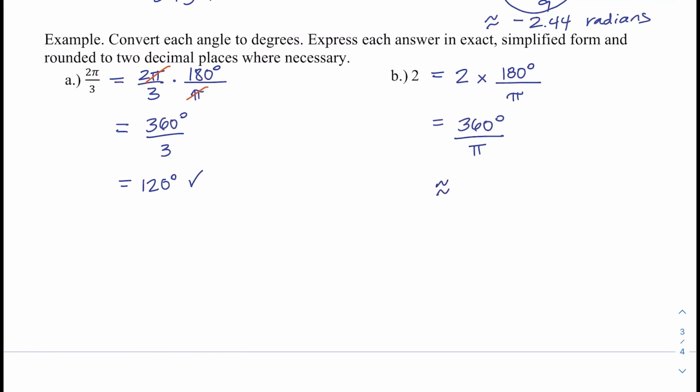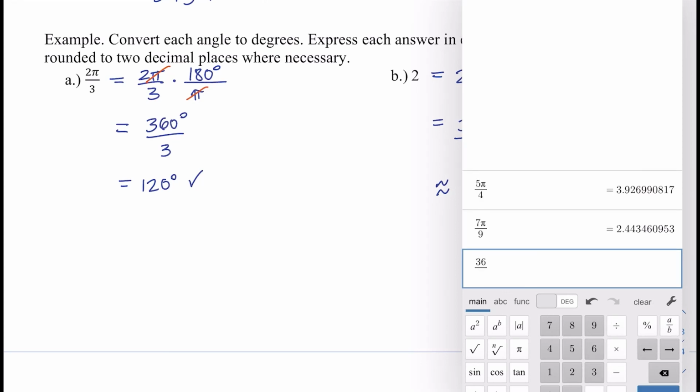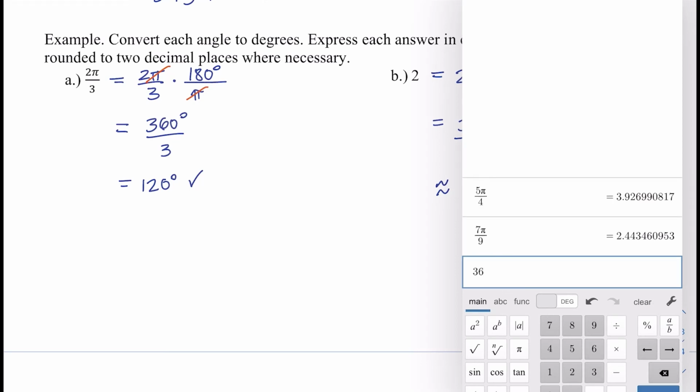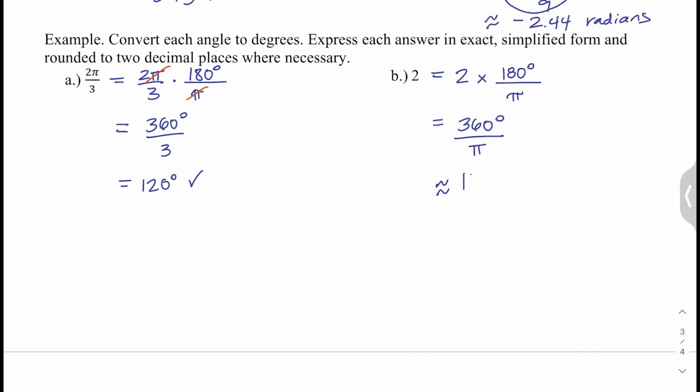So then I'm going to go to my approximation, and again, just using my calculator, 360 divided by pi, I get 114.59. And again, I'm using degrees there.